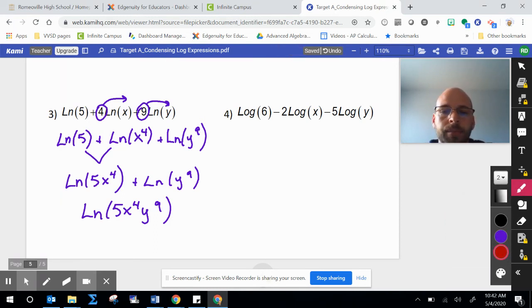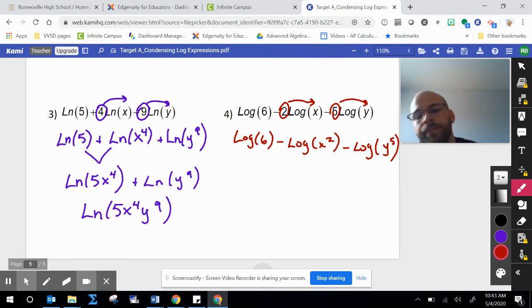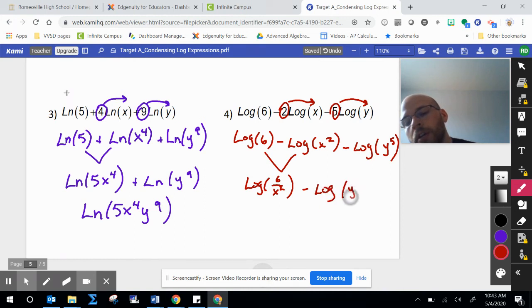Okay. Now, last problem. So again, anything that's a coefficient becomes an exponent. Okay. I'm going to say the log of 6 minus the log of x squared minus the log of y to the 5th. Okay, so I get rid of those coefficients first. Now I piece 2 things together at a time. So I have a subtraction here. So I'm going to say the log of 6 over x squared minus the log of y to the 5th.